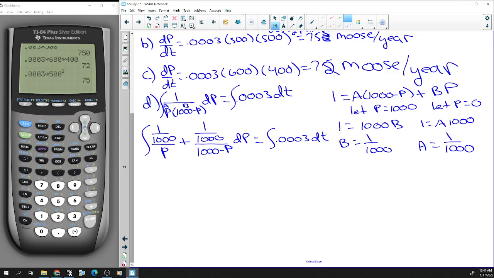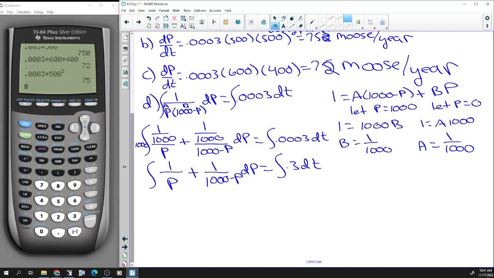Well, now what we could do is factor out 1 over 1,000 here, and we could pull out the 0.003, and we could multiply everything by 1,000. And when you do that, you cancel out this fraction. So this is 1 over P plus 1 over 1,000 minus P dP is equal to, if I multiply this times 1,000, it's 0.3. Because multiplying by 1,000 moves that decimal point over 3 places.